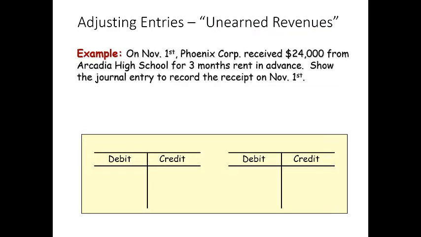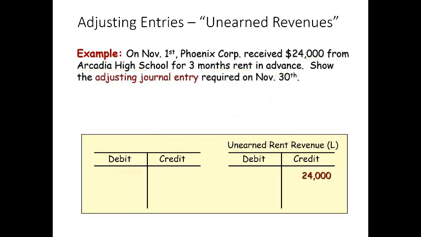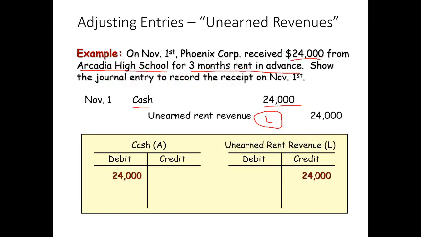Here's an example. Phoenix Corp receives $24,000 from Arcadia High School for 3 months rent in advance. This is a rent problem. Phoenix Corp would be a landlord, for example. Show the journal entry to record the receipt of cash. Again, record the cash as $24,000. Unearned rent revenue, what is that? Asset or a liability? It's a liability, right? We have to earn this rent revenue. So we're going to record that liability. Unearned revenue is always a liability. In the future, we're going to earn that rent, and we can record it as revenue and reduce this liability.